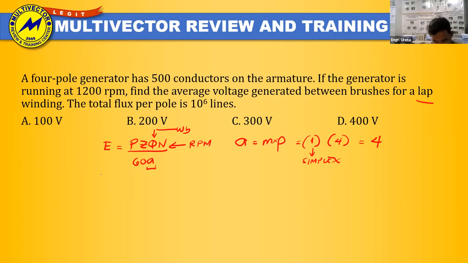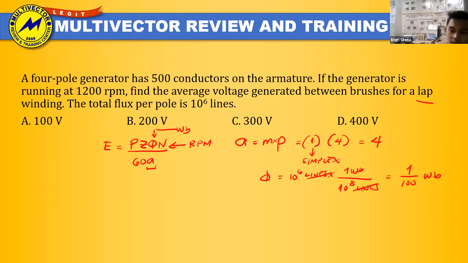So that is the direct formula. Let's check first: the flux given is in lines, so let's convert it into Weber. The flux is 10 raised to 6 lines. 1 Weber is equal to 10 raised to 8 lines or Maxwells. So the flux in Weber is 10 raised to 6 divided by 10 raised to 8. 6 minus 8 is negative 2, so 1 all over 100 Weber.